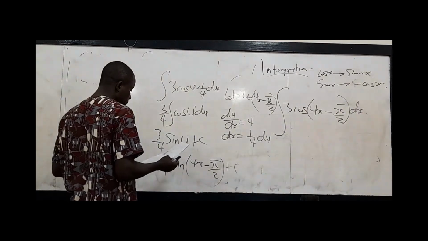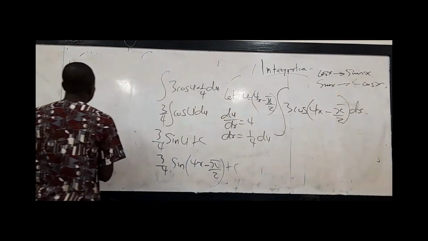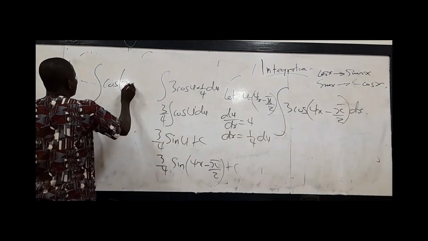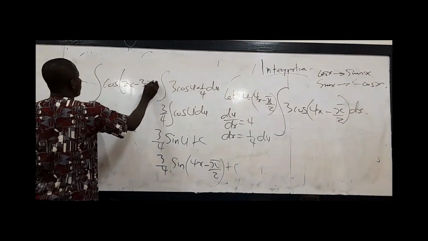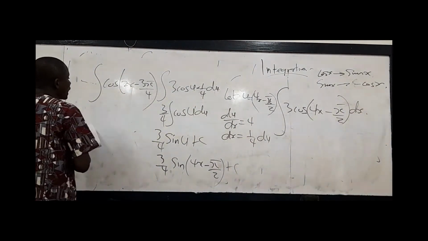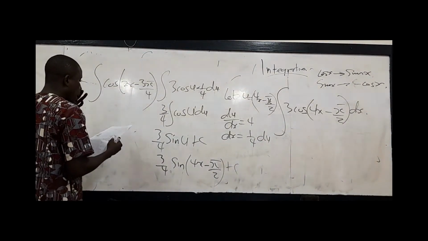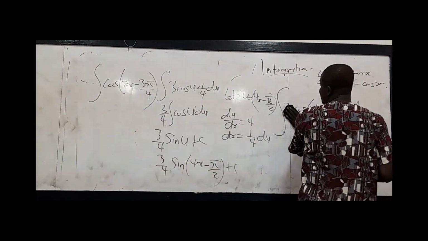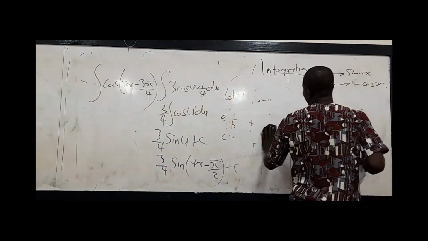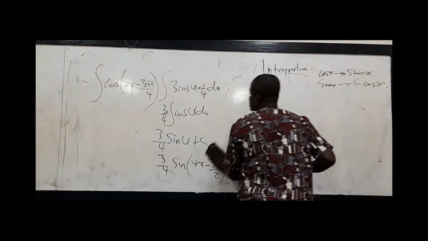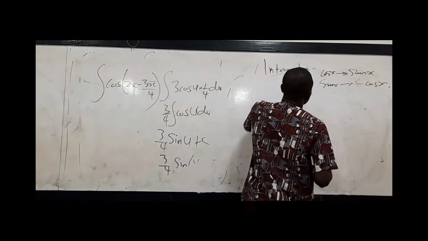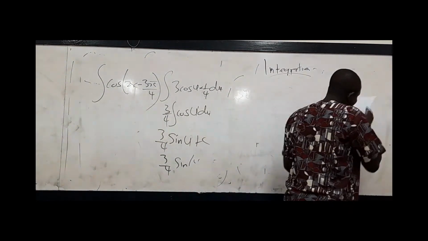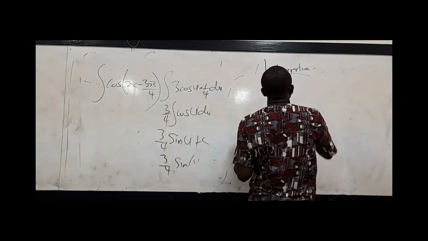Now, you can try your hand on this one. Try your hand on the integral of cos(2x − 3pi/4). Try and evaluate that. Is that okay? Now, if you are done with this one, then I'm going to integration of exponential functions.